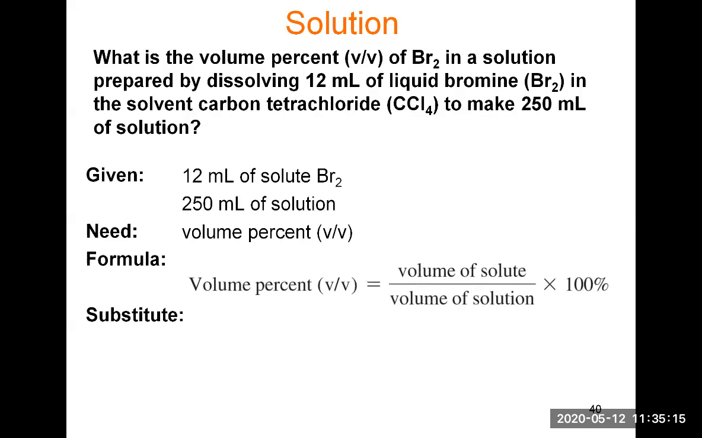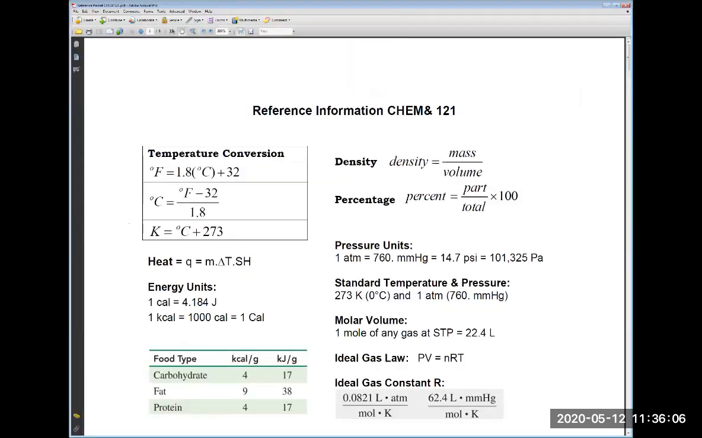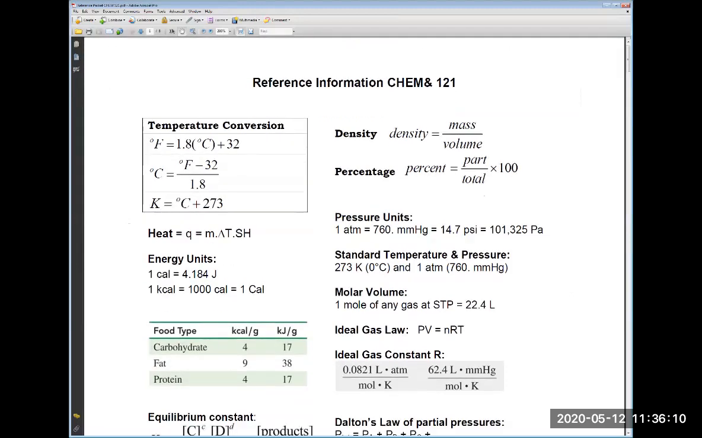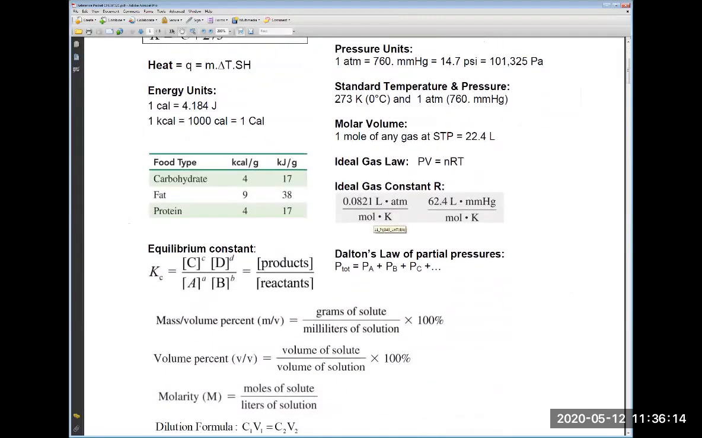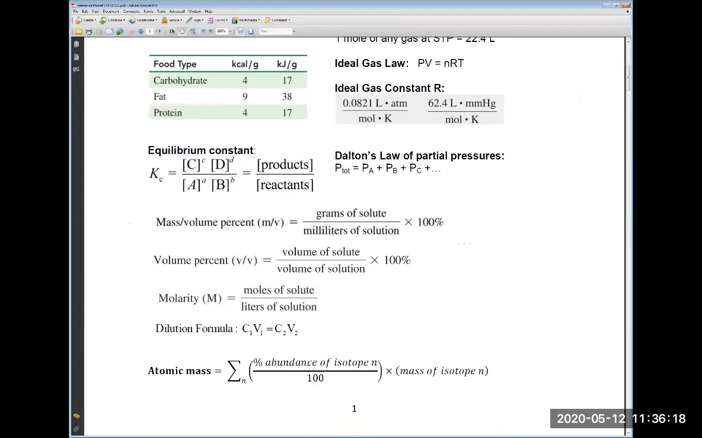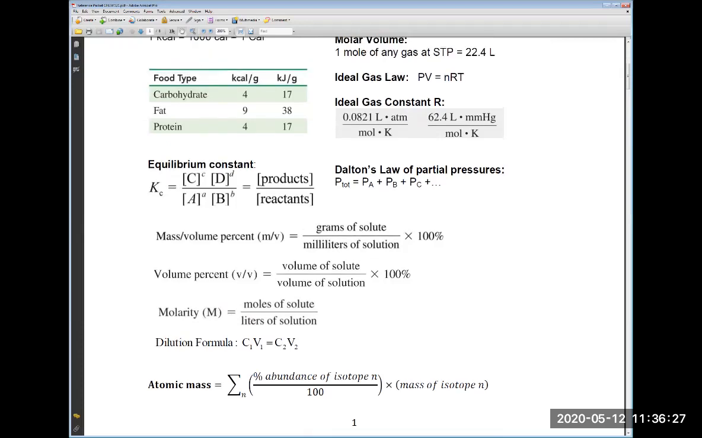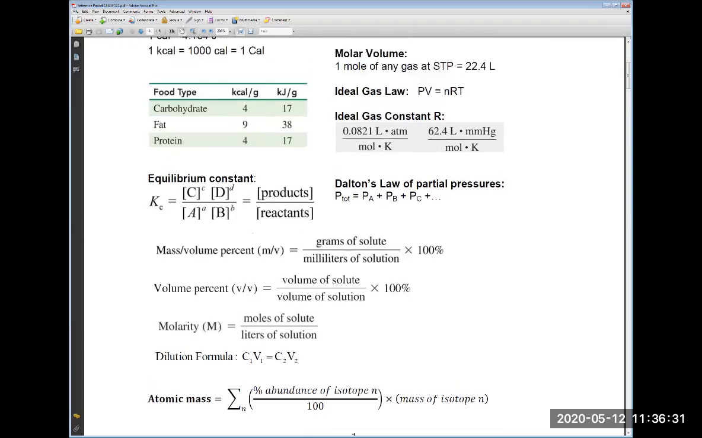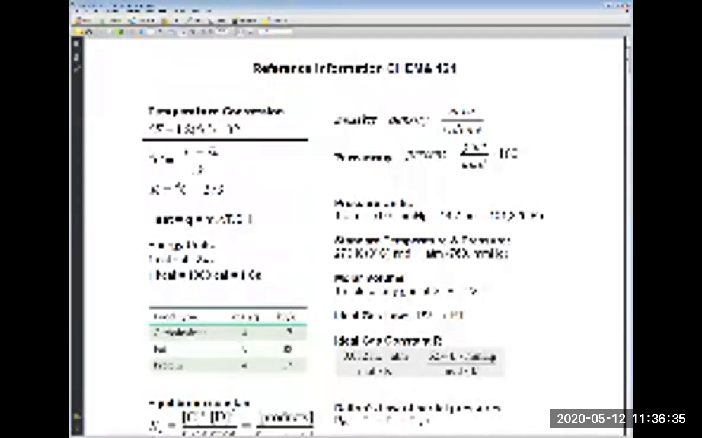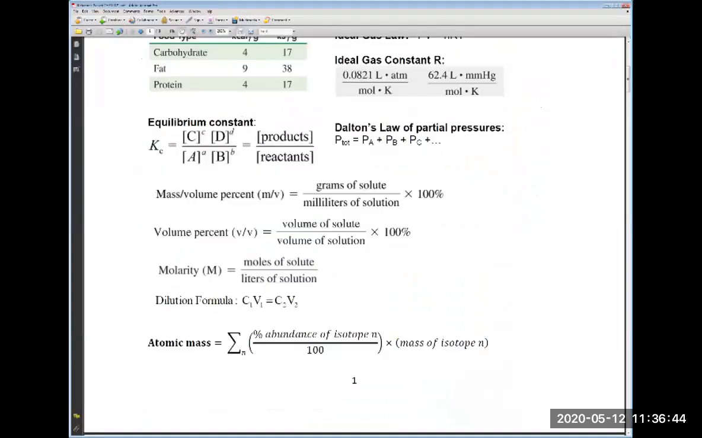You get the formula out. And by the way, this is in your reference packet. I will show that in a second. So when you have your reference packet, the formulas to calculate volume percent, mass percent, and molarity and dilution are all in that first page of the reference packet for Chem 121. Here at the bottom of the page. So the page here has chapter 7 stuff on the right side, and then chapter 6 on the left side. And then below that, it's chapter 8 with the mass per volume percent first, then the volume percent is here, volume of solute over volume of solution times 100. And there is the molarity formula, the dilution formula.